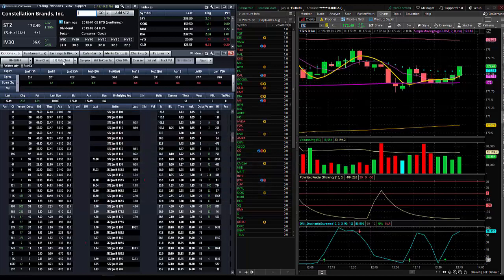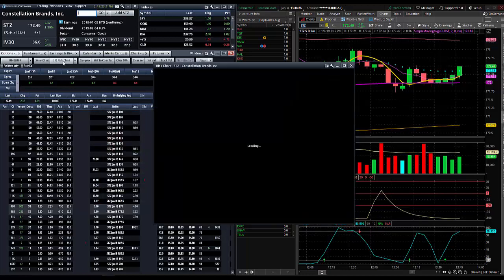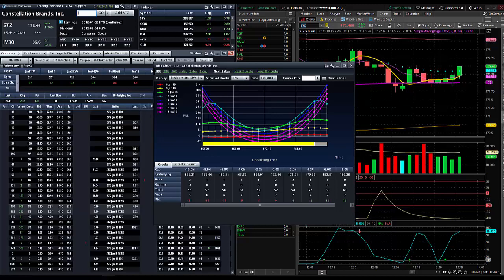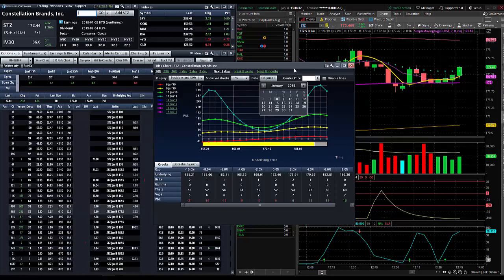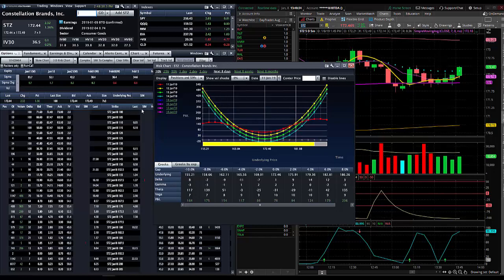The risk graph for this looks like this. We'll get this out here, and we'll look at this on, let's just push this out to the 11th. And this is what it's going to look like on the 11th. Look at that. You make money everywhere.